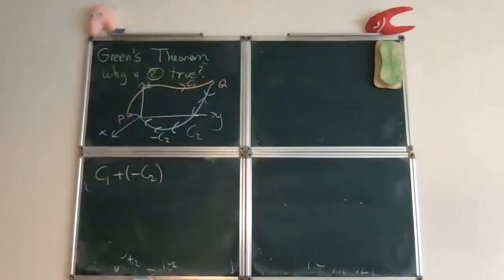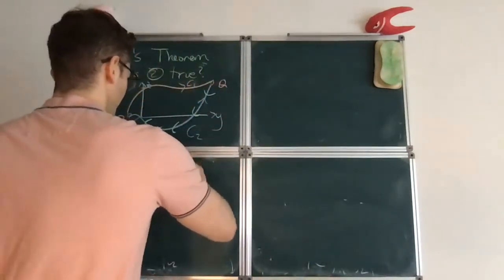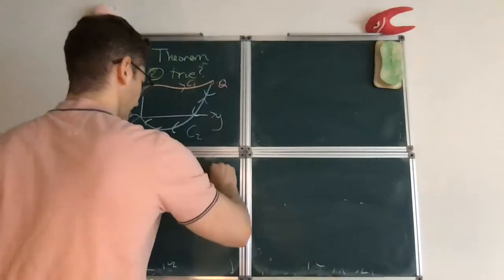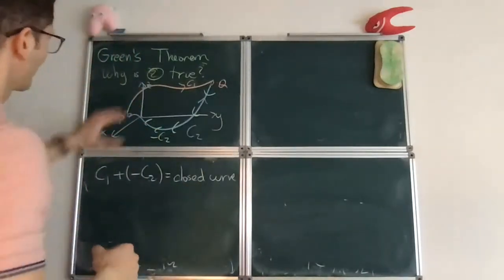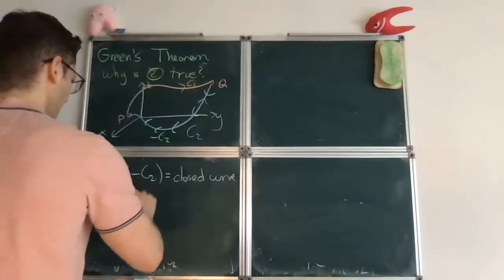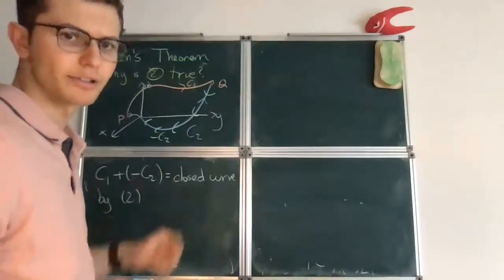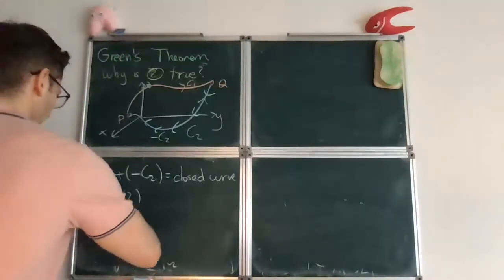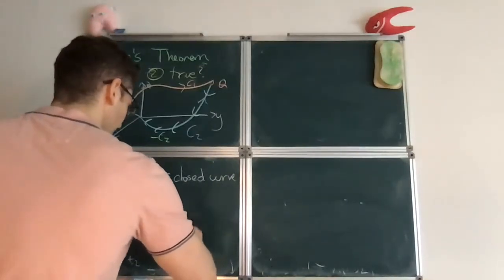Well, so the statement is that that has to be a closed curve, right? And so by property 2, the assumption is that the work is always 0 along any closed curve, and so the work along the curve C1 plus minus C2 has to be 0.